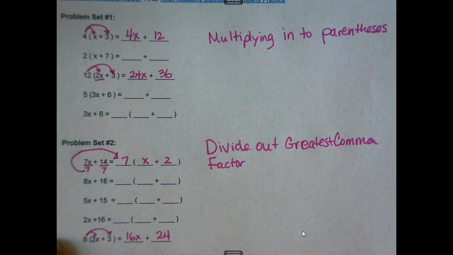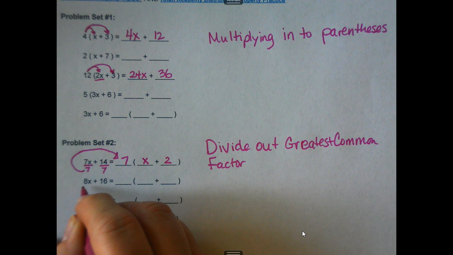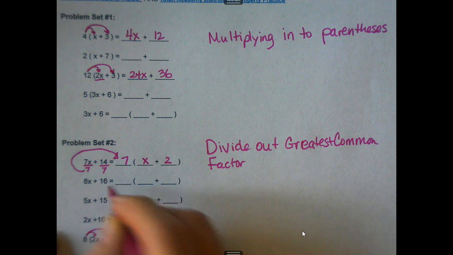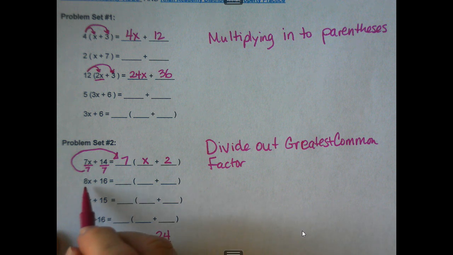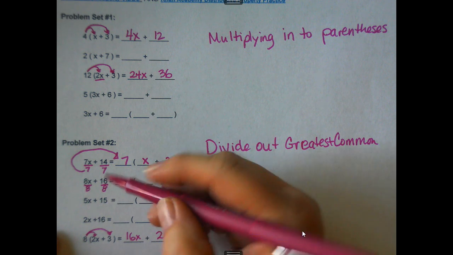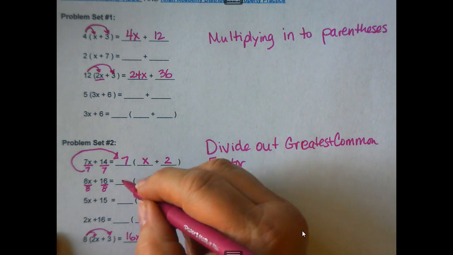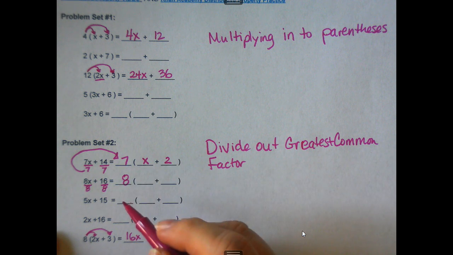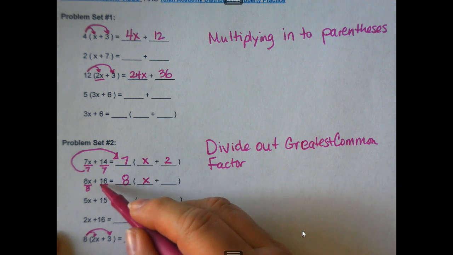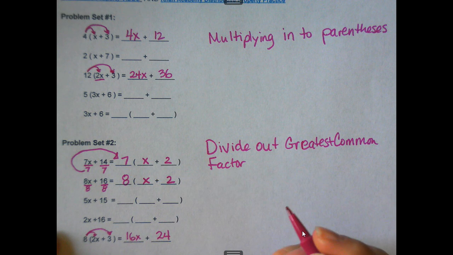Let's take a look at another one. Let's look at this one down here: 8x plus 16. If I think about this carefully and use what I know about multiplication, I know that 8 and 16 have a common factor of 8. So I like to put that down underneath, and I divide that out. So I'm going to write that right here. 8x divided by 8 gives me x. 16 divided by 8 gives me 2.